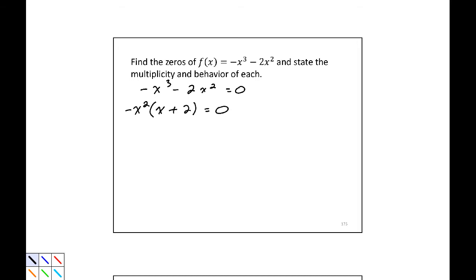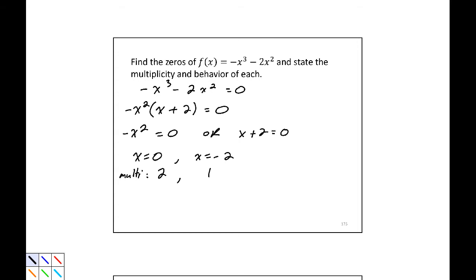equals 0. Now we can set each of those equal to 0: negative x squared equals 0, or x plus 2 equals 0. Now the exponent on this x squared actually tells us the multiplicity. So this first one, if we solve negative x squared equals 0, we see that x equals 0 with a multiplicity of 2, because it is squared. Now the other equation we have, x plus 2 equals 0, shows us that x equals negative 2 with a multiplicity of 1, because it is an x to the first power.